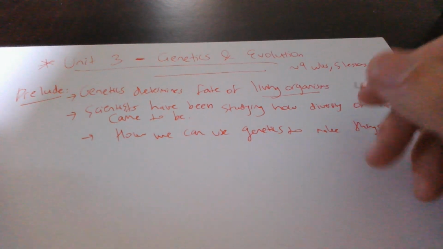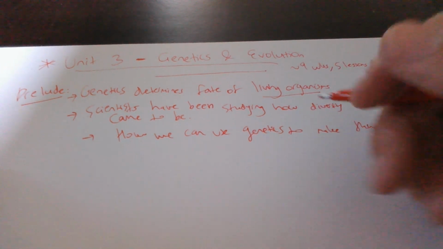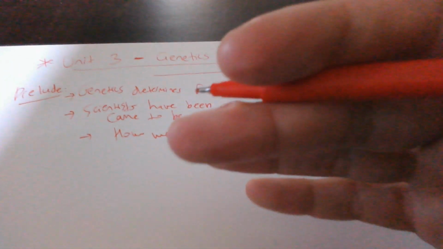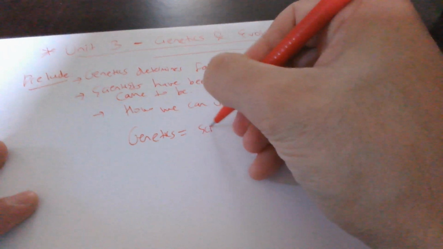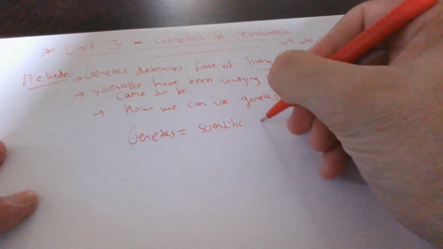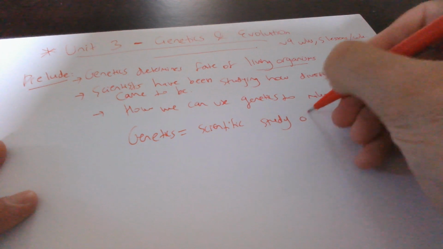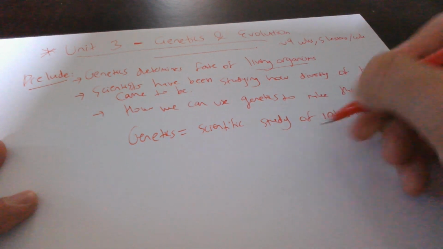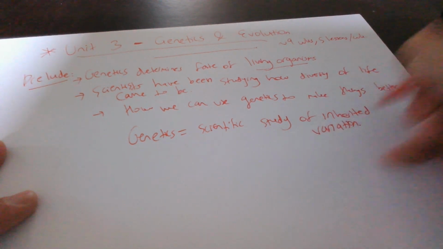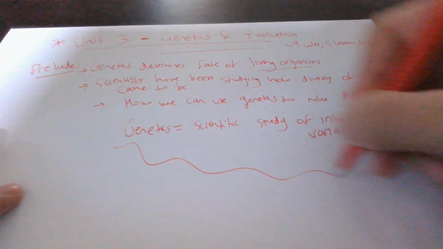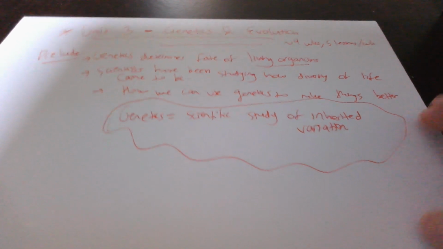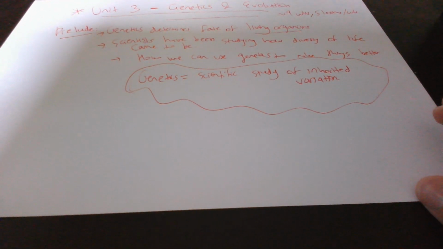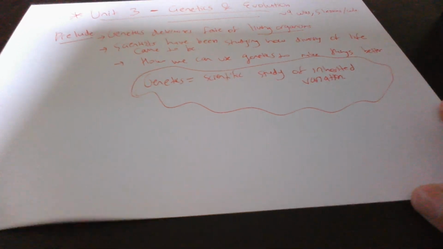But basically, genetics is the scientific study of inherited variation, okay? How we inherit things from our parents and turn out to have different qualities, okay? So genetics is the big idea. Genetics, scientific study of inherited variation. That's the big picture. Okay, so that was a very quick introduction to genetics, what it is.